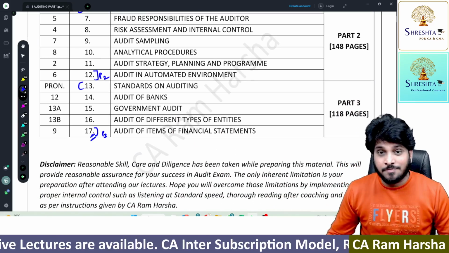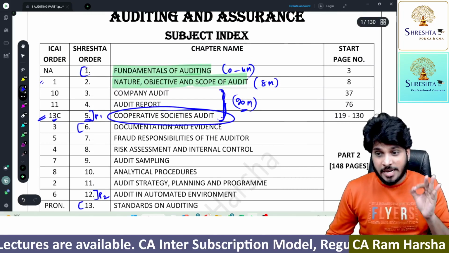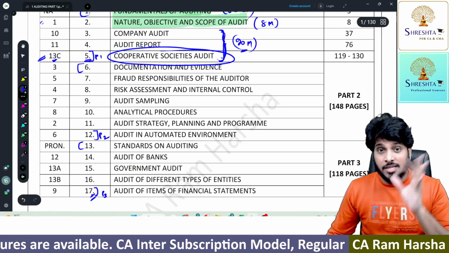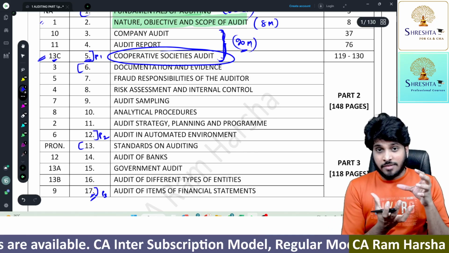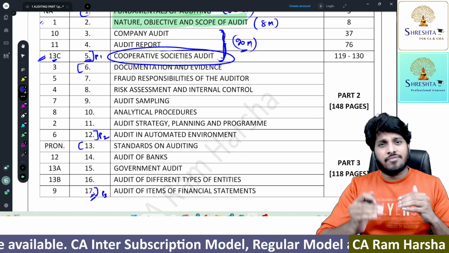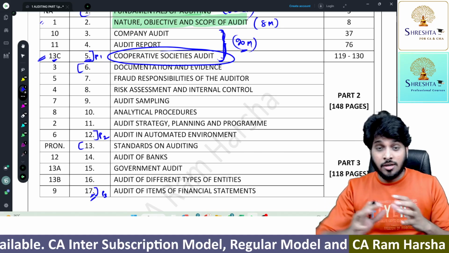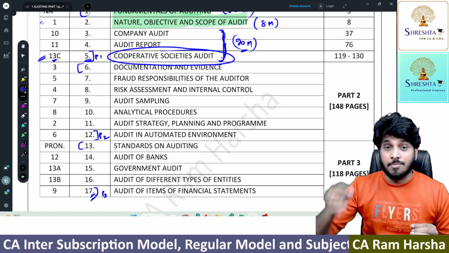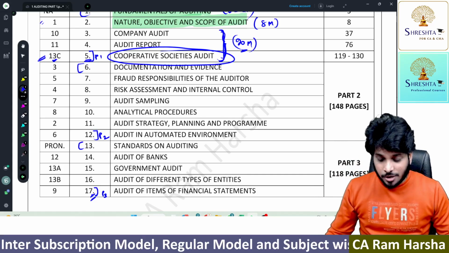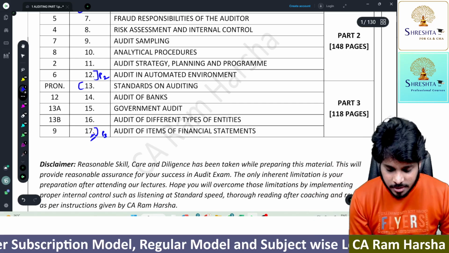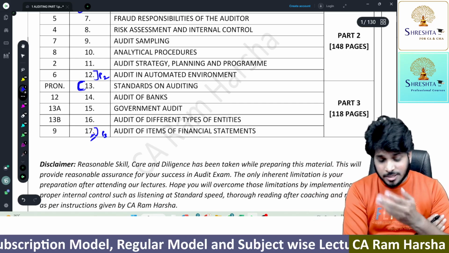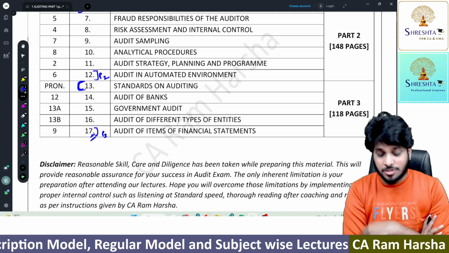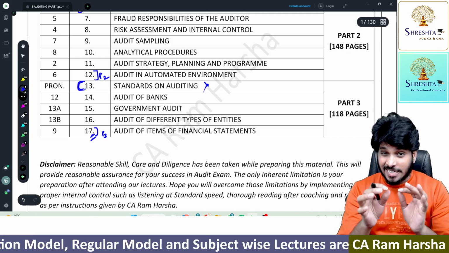Come to part 3. Immediately after you finish reading part 1, come to part 3. See, my objective here is, for learning there is a different order, for revision there is a different order, and for the day before the exam the order must be based on marks, based on weightage. Now look at part 3. In part 3, the 13th chapter as per my material is Standards. Don't touch it right now.